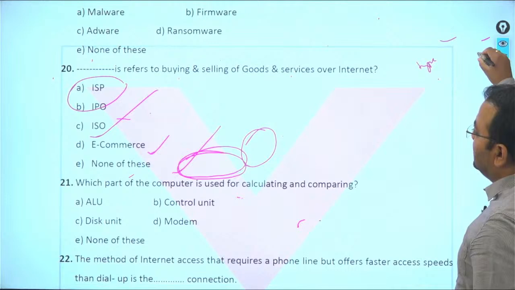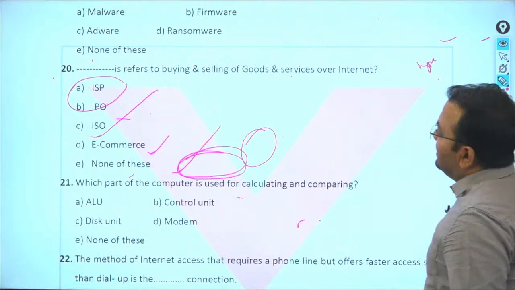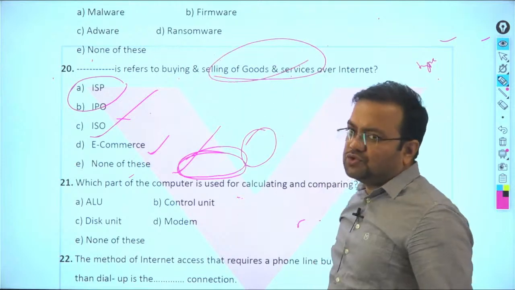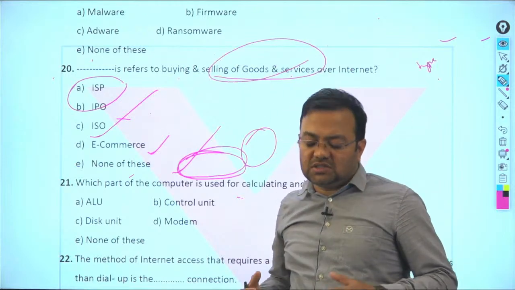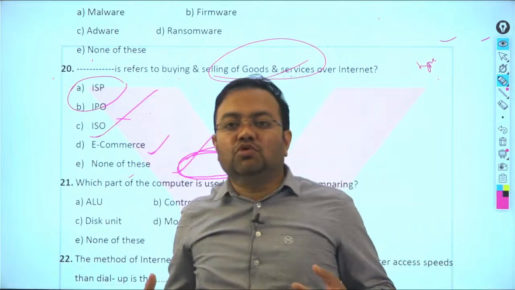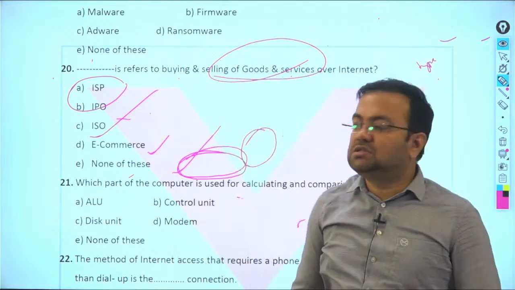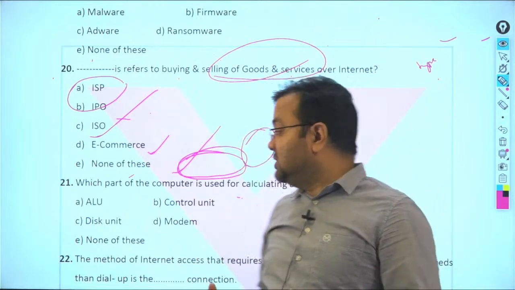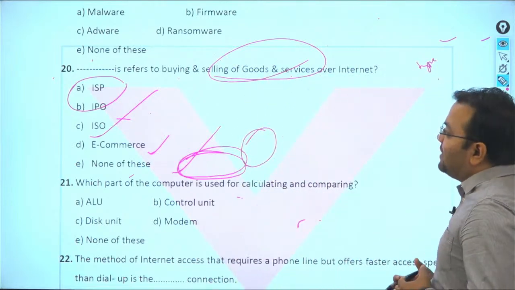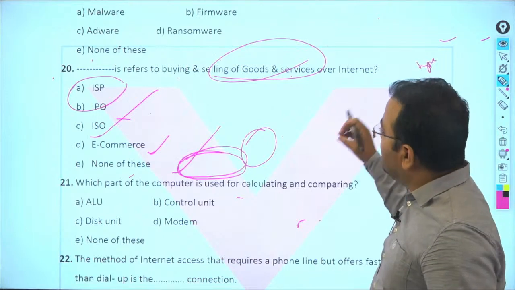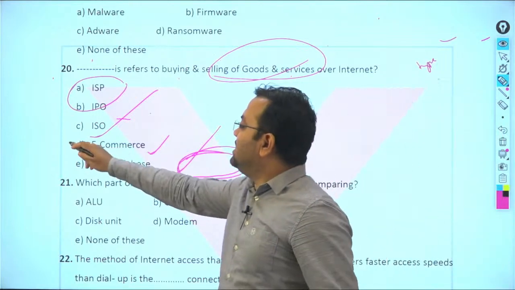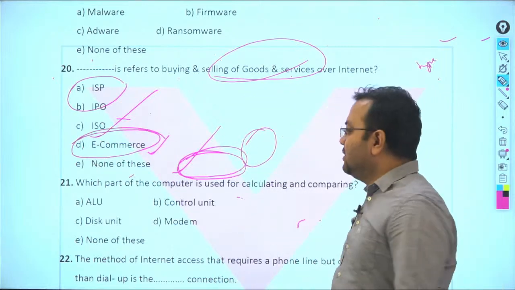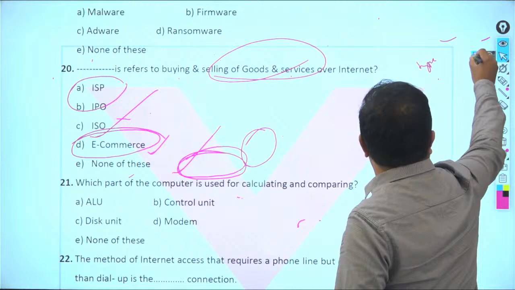Question number 20 has asked, dash refers to buying and selling of goods and services over internet. So students, this type of question has been asked more than 30 times in different examinations. If the question refers to the buying and selling of goods and services, then it refers to nothing but e-commerce. So here the answer is e-commerce, electronic commerce. Then goes to question number 21.